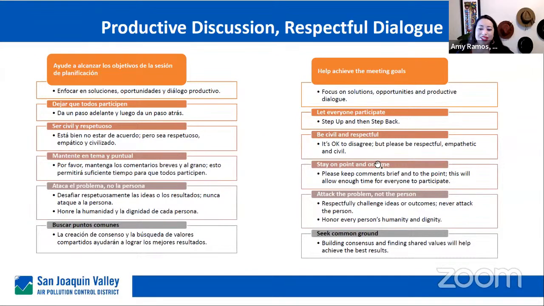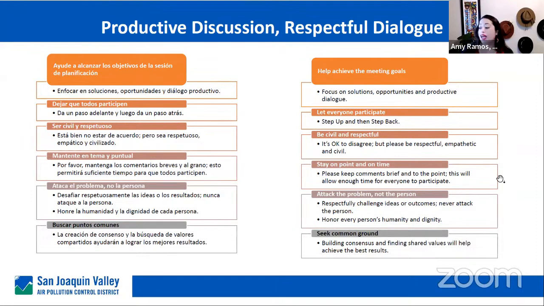That it's okay to disagree and that you are respectful and empathetic, and that we focus on making sure that we're trying to stay on point and on time. But we do know that some conversations have really rich dialogue, and this is your meeting. So that means if we want to continue the conversation and have more dialogue, we can definitely ask for that. And therefore, we're attacking the problem, not the person. So we're respectfully challenging ideas or outcomes, and we're seeking common ground.